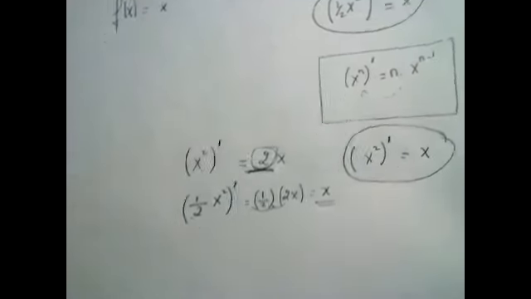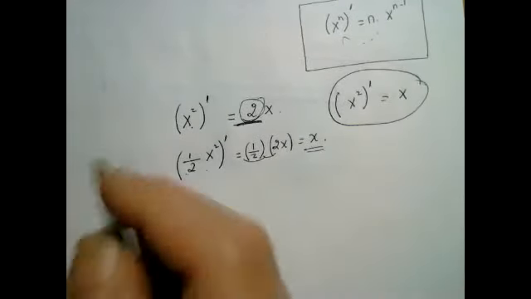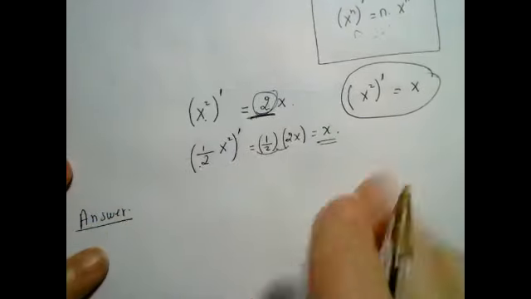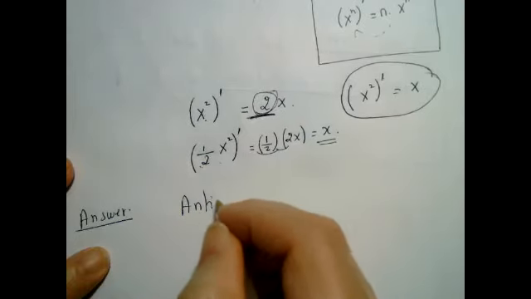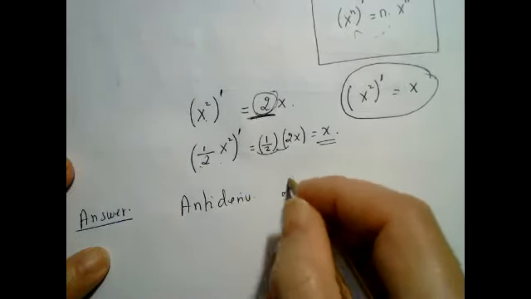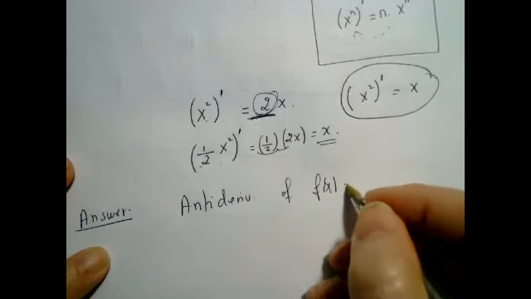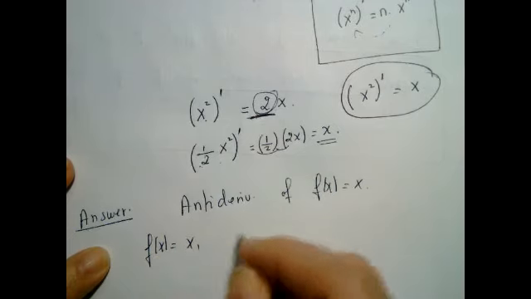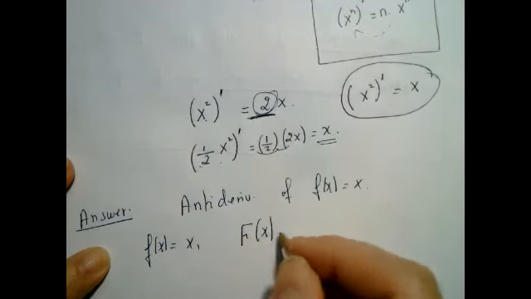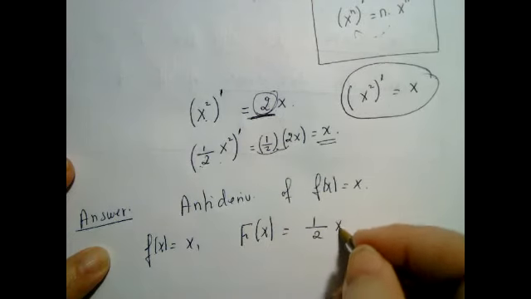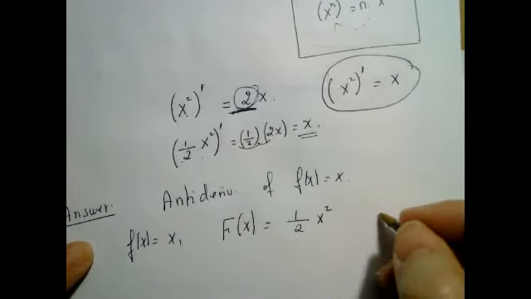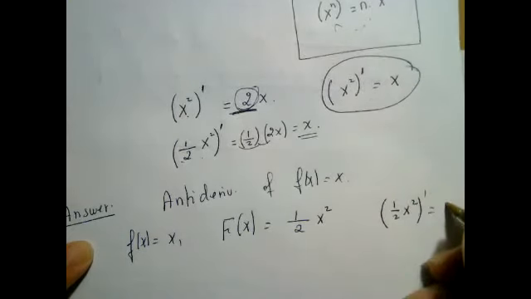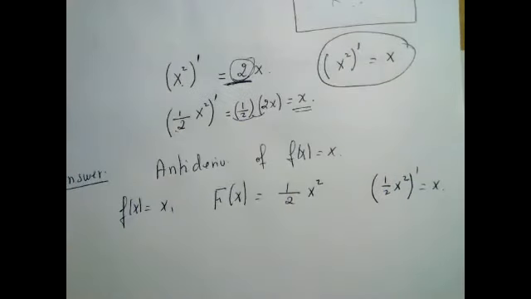Let's write this down. After we analyze it, what's the correct answer? The antiderivative of f of x equals x: if f of x equals x, then the antiderivative is a half x squared. This is because when I take the derivative of half x squared, I get x. Okay, very good.